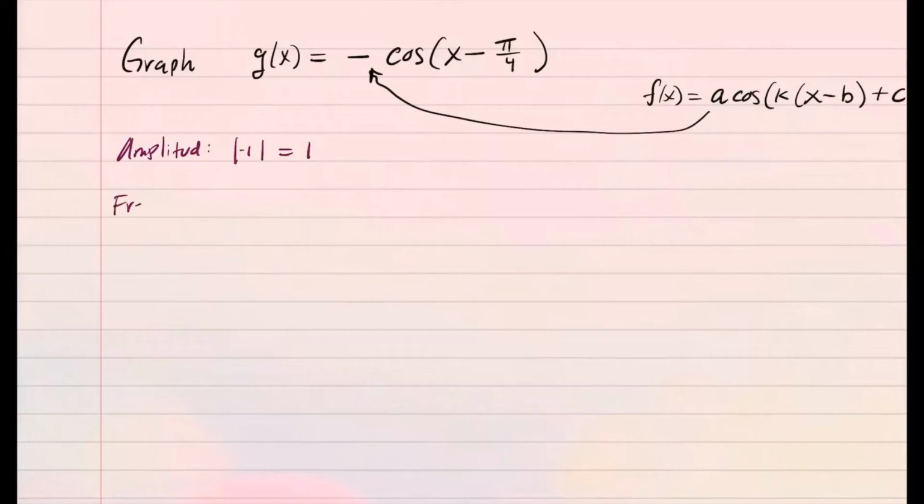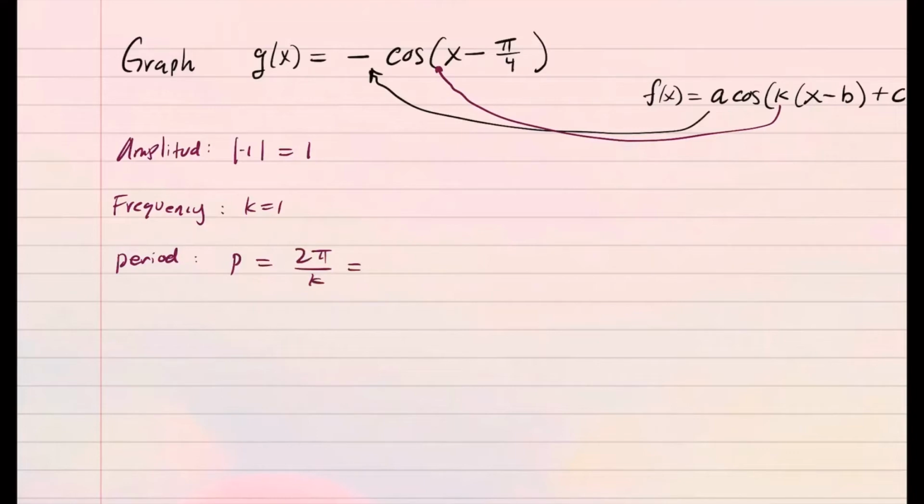Now the frequency, or the k value, for this problem, it's going to be this number right here, which is 1. So k is 1, which helps us to find the period of this problem. So the period is 2 pi over k, and that's going to be just 2 pi since k is 1. So nothing changed from the general cosine graph. And this b right here is this one right there.